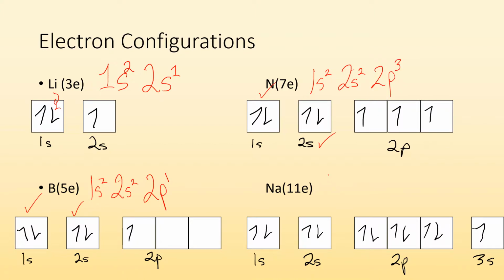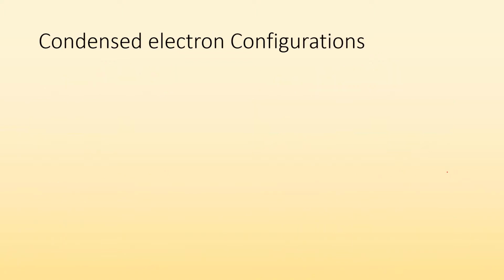Sodium, same process. I got that 1s2. I've handled that first orbital. Moving on to 2s. There's 2 of them in there, so 2s2. I'll move on to the 2p. There's 2, 4, 6 in there, so 2p6. And now I move on to the third s. I got 1. And that's how you do electron configurations. Not too bad, I hope.